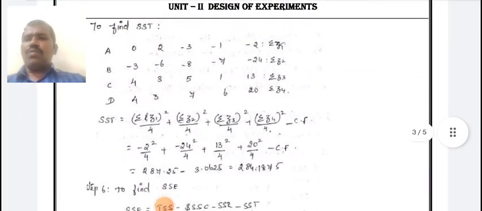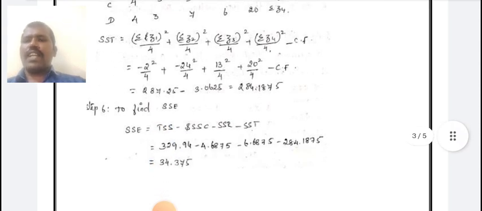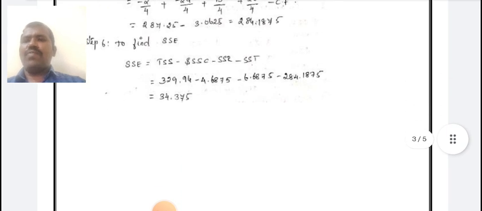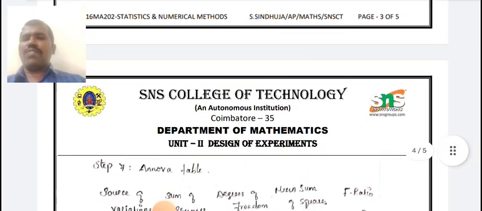Next, to find SST, arranging the values in A, B, C, D, take the values A as Z1, B as Z2, C as Z3, D as Z4. The formula is the same as SSC and SSR: summation Z1 whole square by 4, where 4 is the number of values in the rows. The SST value is finally 284.1875. Finally, the sum of squares of error is 34.375.